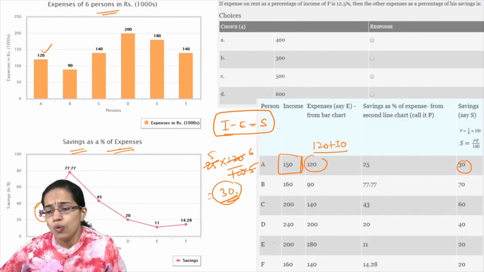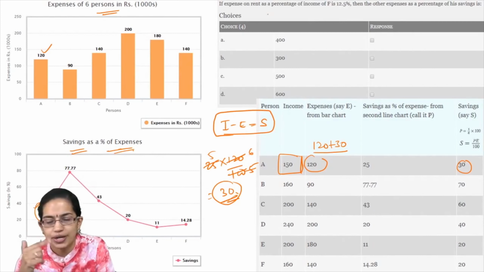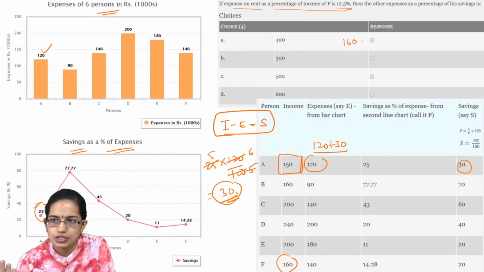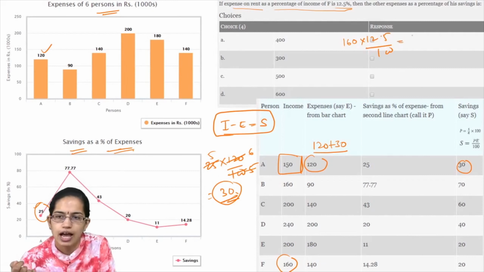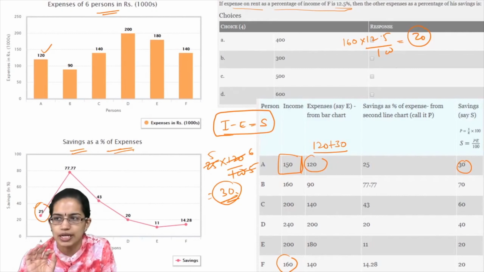Now, I do it for all these till F. Now my question says for F, I have to find out if the expense on the rent as a percentage of income of F is 12.5%. So income of F is how much? 160. As a percentage of income of F, my expense is 12.5%. So I calculate this and find the value comes out to be 20. Now this 20 is my expenditure on rent.